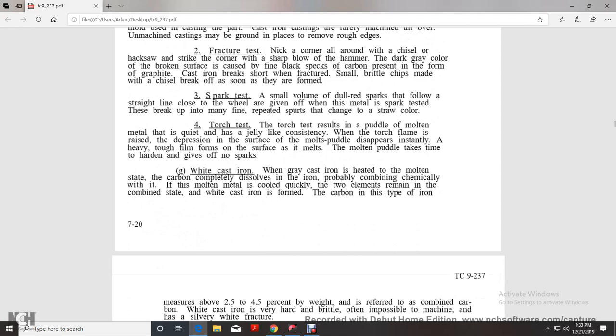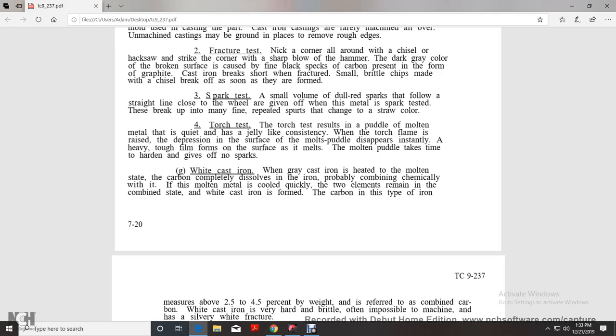Torch test. The torch test results in a molten puddle with a quiet, jelly-like consistency. When the torch flame raises a depression in the surface of the molten puddle, it disappears instantly. A heavy film forms on the surface of the metal, and the molten puddle takes time to harden. It gives off no spark.